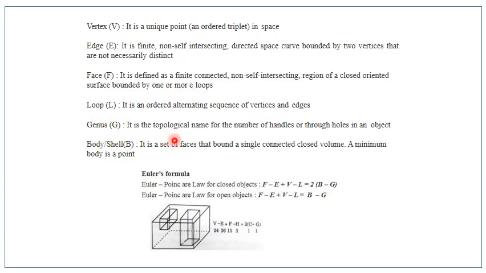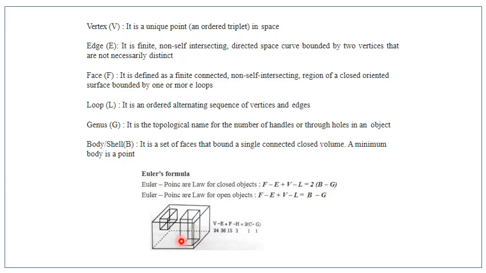Genus is a topological name for the number of handles or through holes in an object. In this example there are two holes in this object, so it has genus. Body or shell is a set of faces that bound a single connected closed volume. A minimum body is a point.